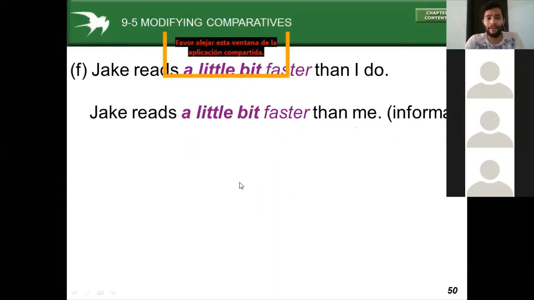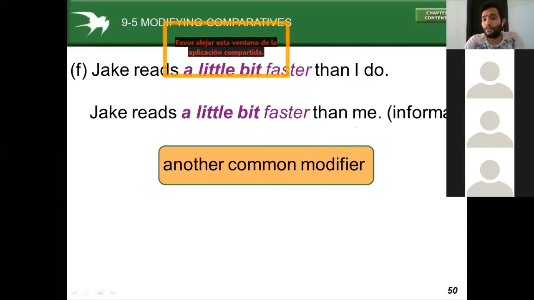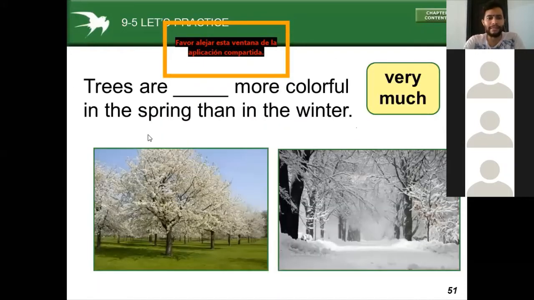And this is actually what happens here. But what is the difference when we use a little bit, a little, or slightly, that we had in the book? It gives a small difference, right? So you say Jake reads a little bit faster than I do, small difference. And Jake reads a little bit faster than me, the same thing but informal, but again, small difference. So these are other modifiers. So let's practice here. Take a look at these two pictures, beautiful pictures. This is like spring and this is winter.